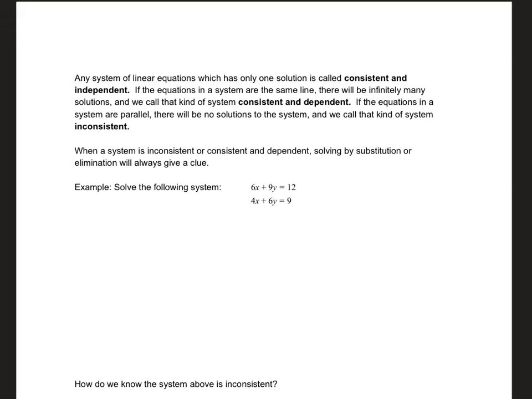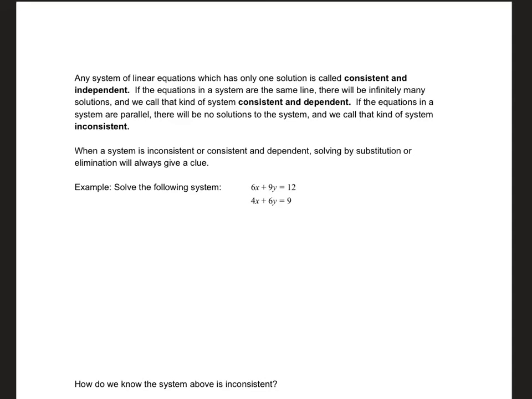Now, when you have a system that has no solutions, which is an inconsistent system, or you have a system that has infinite solutions, which is consistent and dependent, when you solve by substitution or elimination, something interesting will always happen. Let me show you what this will look like.